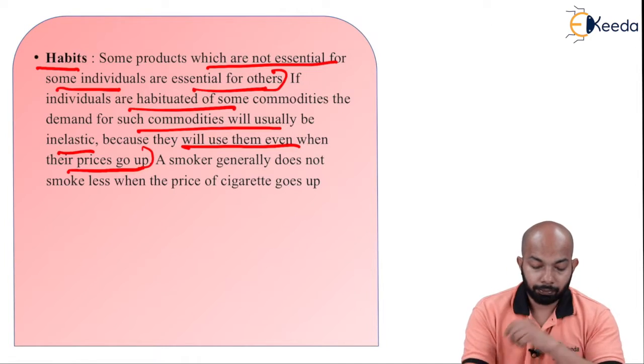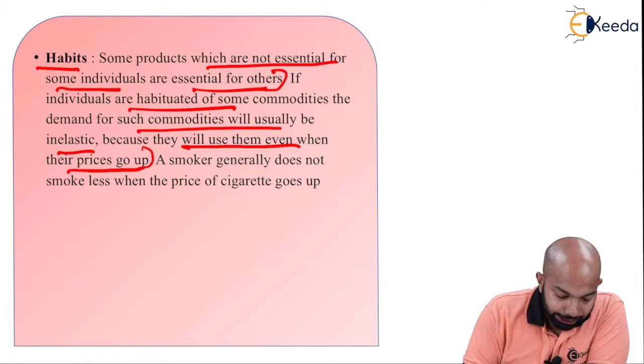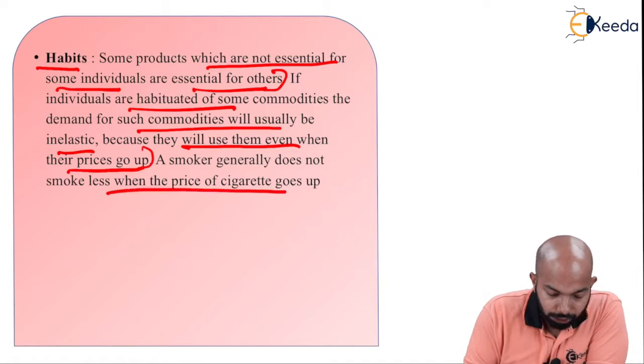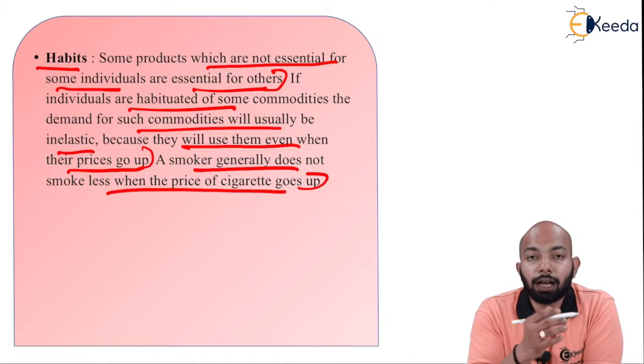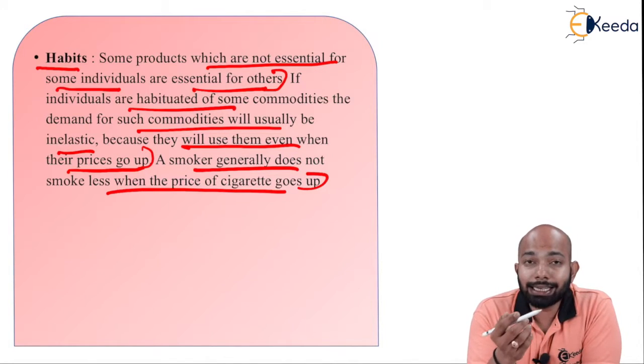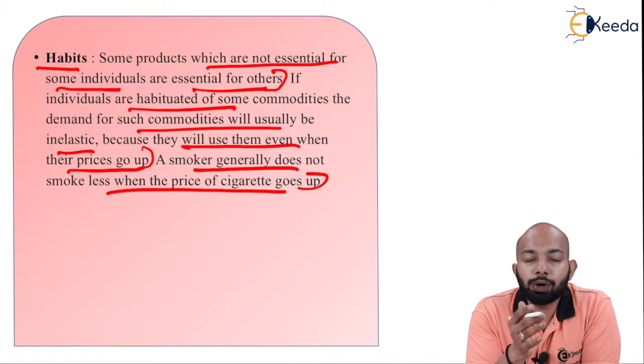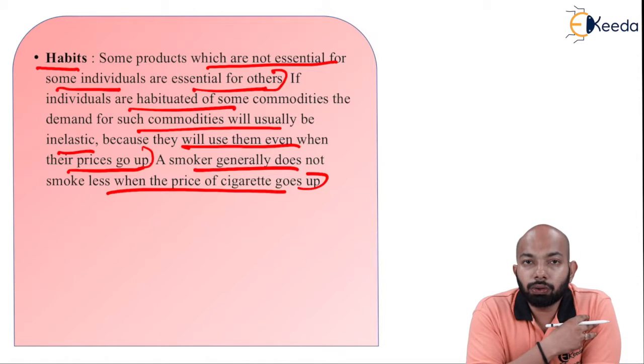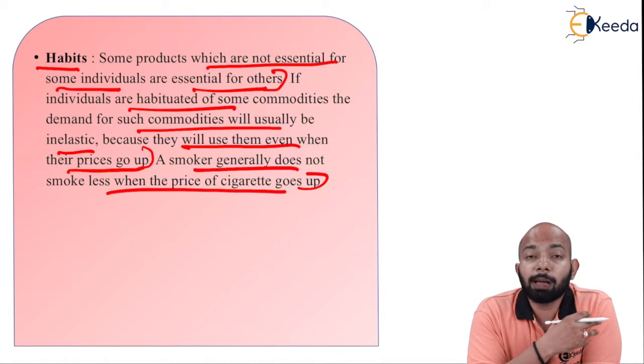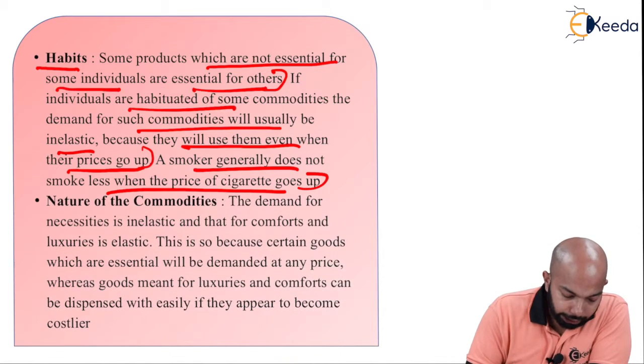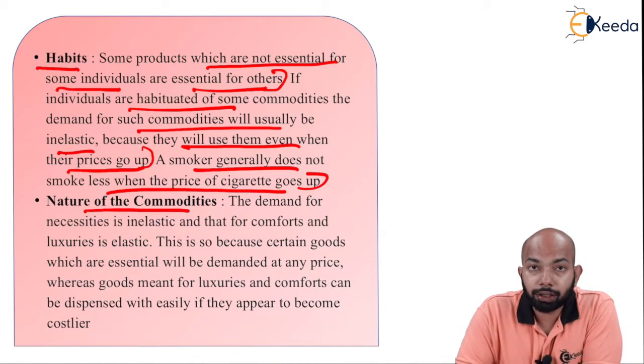That's the habit. Now, a smoker generally does not smoke less when the price of cigarettes goes up. For example, if I'm a regular smoker, I won't even think about the prices of cigarettes going from 20 rupees to 30 rupees. I would still pay for it because I am a smoker and I like doing that, or rather I'm habituated to it. Now, the nature of the commodities is one more determinant.